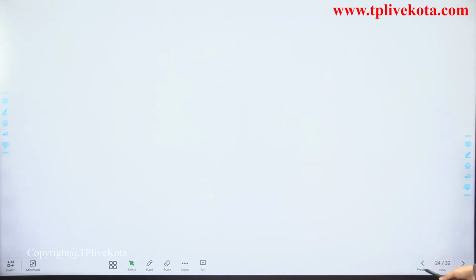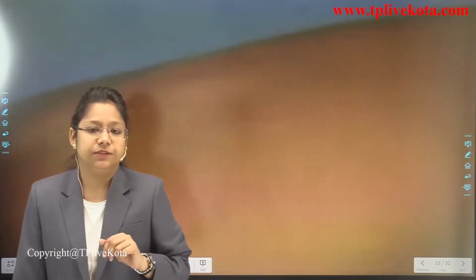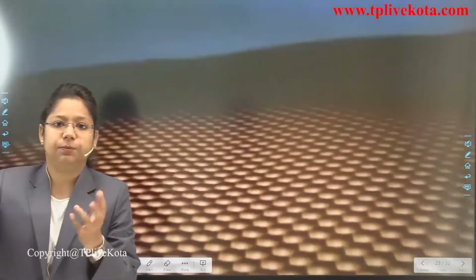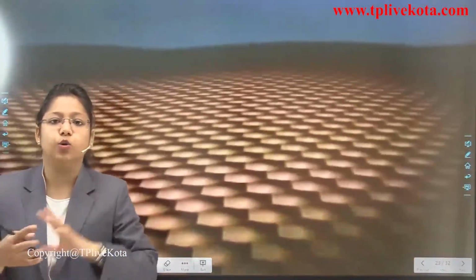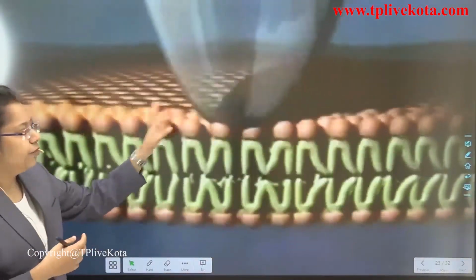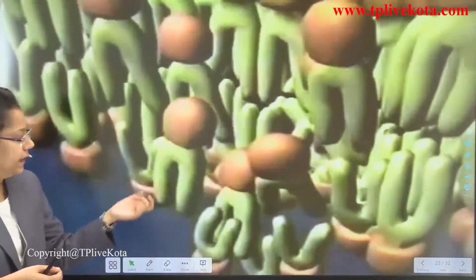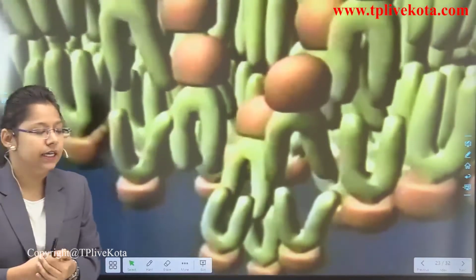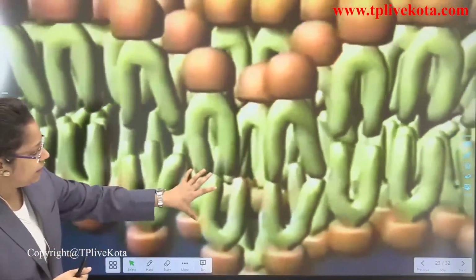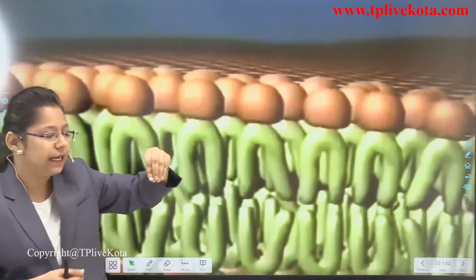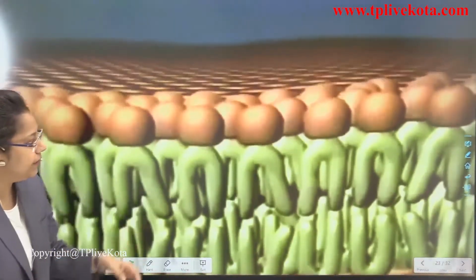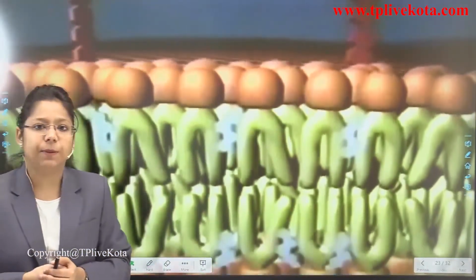Now you can see here the structure of the plasma membrane, the fluid mosaic model. Now we have read about the lipid bilayer, and the lipid bilayer is what? The phospholipid layers stacked over one another. There are two parts, the hydrophobic part and the hydrophilic part. The hydrophobic part remains inside and the hydrophilic part remains outside. Now you can see here this type of arrangement, where one hydrophobic tail is fixed with another hydrophobic tail, and this kind of arrangement is the lipid bilayer arrangement of the plasma membrane.